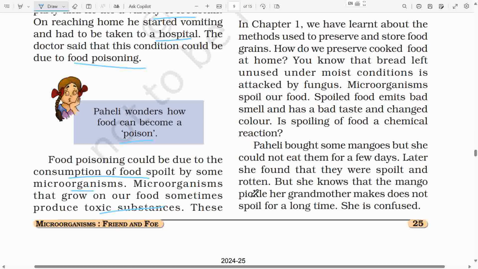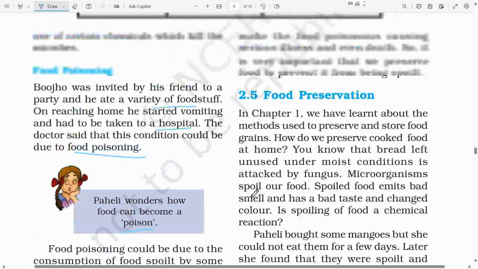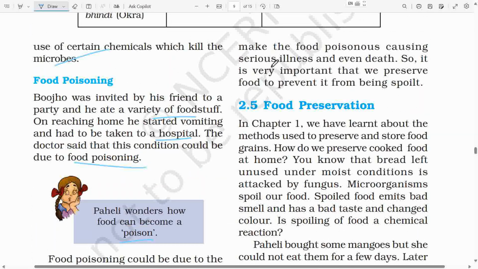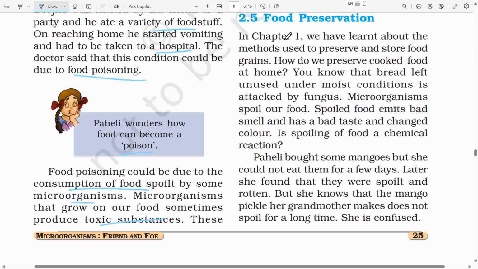Microorganisms that grow on our food sometimes produce toxic substances. These make the food poisonous, causing serious illness and even death. So, it is very important that we preserve food to prevent it from being spoiled. 2.5. Food preservation. In Chapter 1, we have learnt about the methods used to preserve and store food grains.